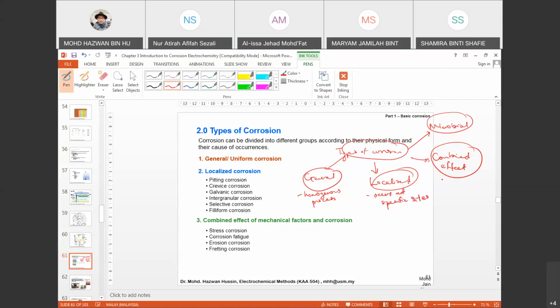Meanwhile, combined effect is basically a combination of mechanical plus electrochemical effect. So you have a mechanical effect, for example, erosion with corrosion. This can be categorized as combined effect. And finally, microbial means that the corrosion basically happens with the help of bacteria. So some bacteria, microbes, induce corrosion.